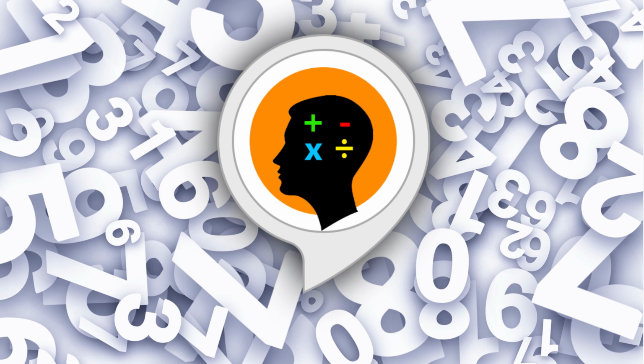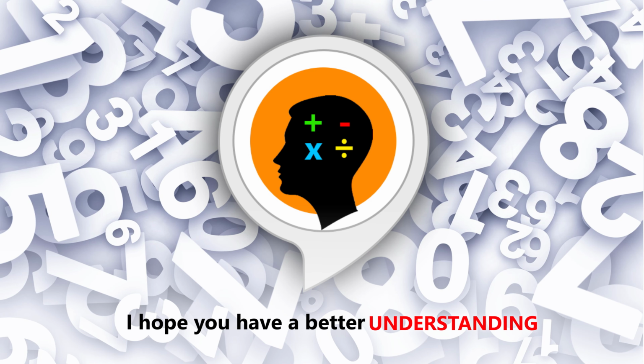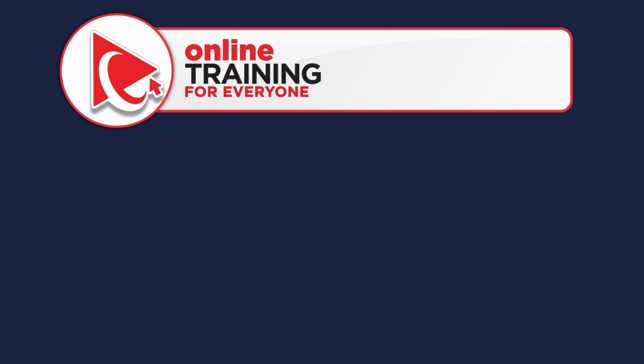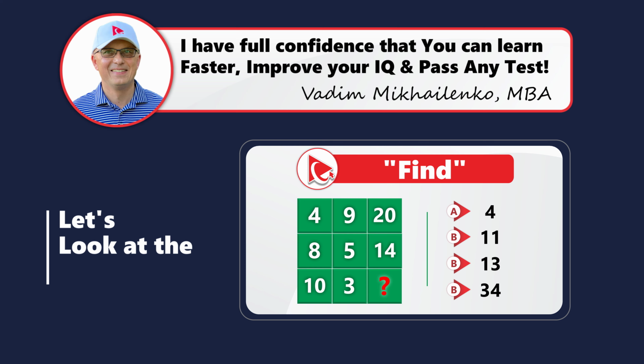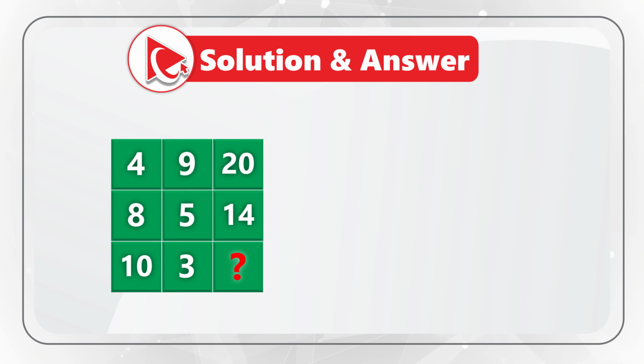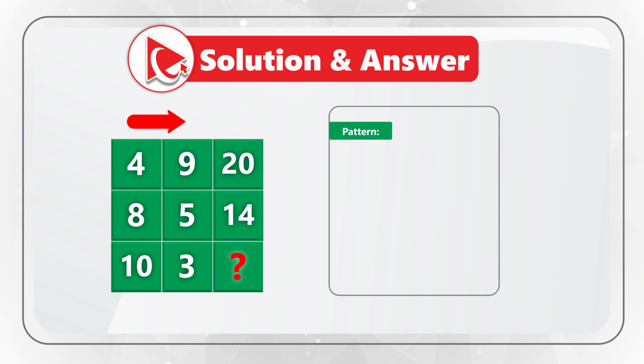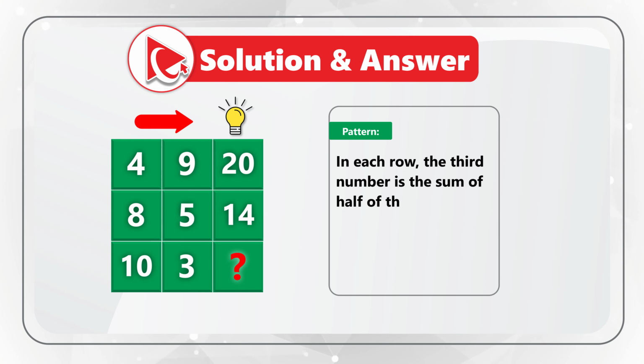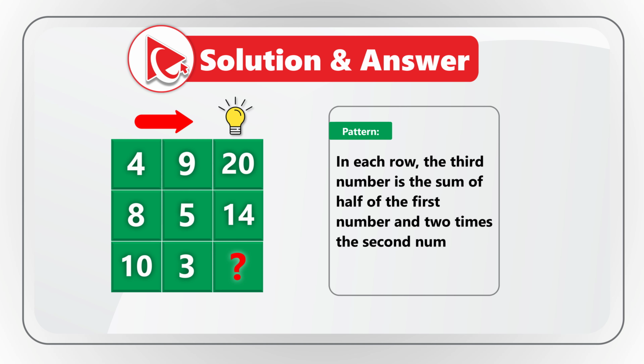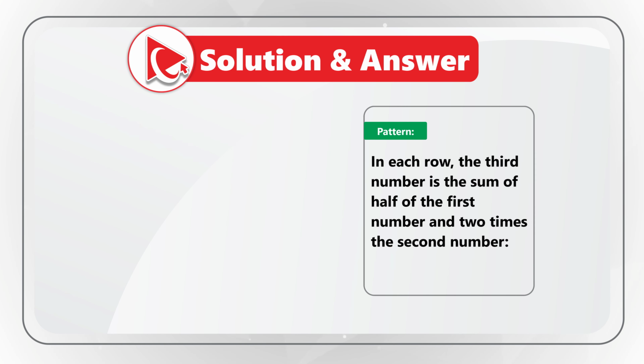I hope by now you have a good understanding of the problem and maybe pause this video trying to solve it, because on my end I'm moving forward to share with you my version of the solution. And obviously if you have a better way to solve it, please make sure to post in comments. And the pattern here is that the manipulation with the left and the middle number calculate right column's number. Basically, in each row, the third number is the sum of half of the first number and 2 times the second number. Let's look at the specific calculations.